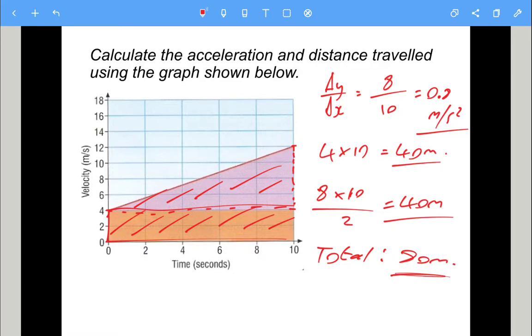If you got that right, well done. Obviously the acceleration, 0.8. As you can see, I've been very neat there. So 0.8 meters per second squared, and the total distance is 80 meters. All right, let's move on to the last one.